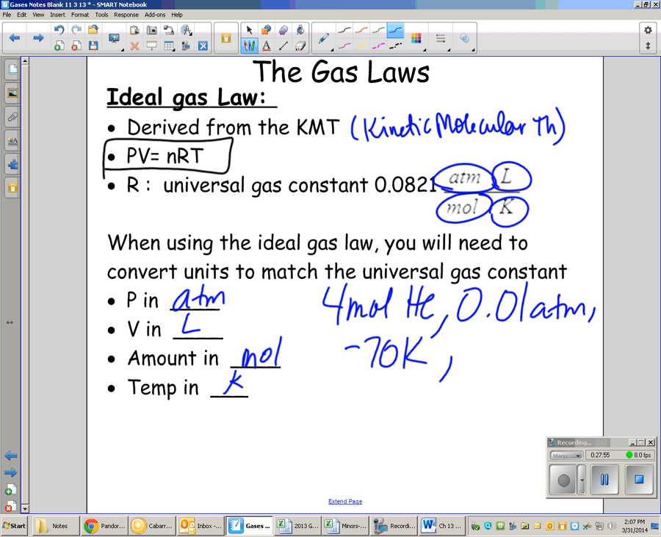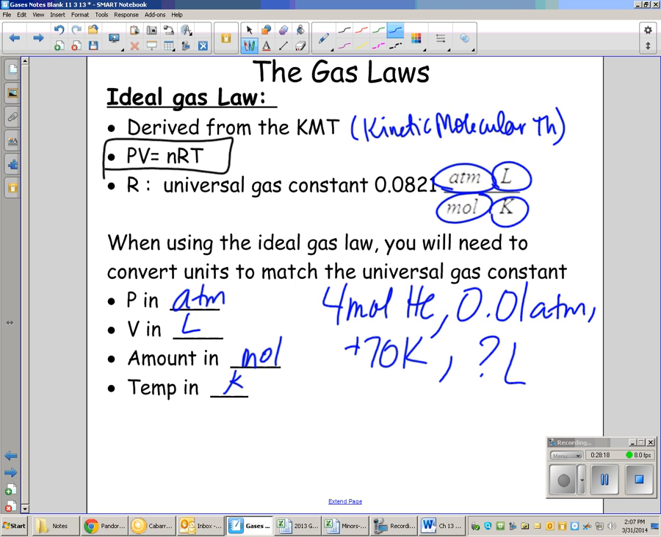But I want to know how big my balloon is now. It's negative 70 Kelvin. Oh no. Well, that is pretty low. Okay, positive 70 Kelvin. So how big is my balloon? How are you going to do it? What am I asking when I say how big is my balloon? I'm asking for the volume of my balloon.